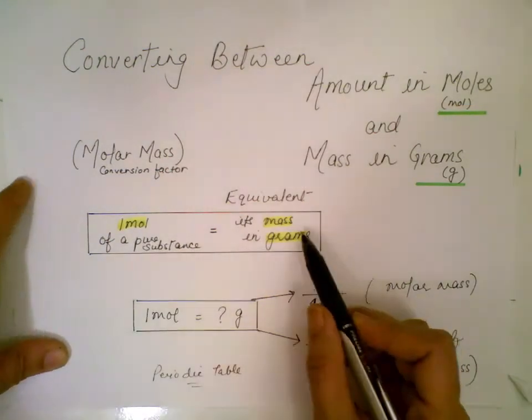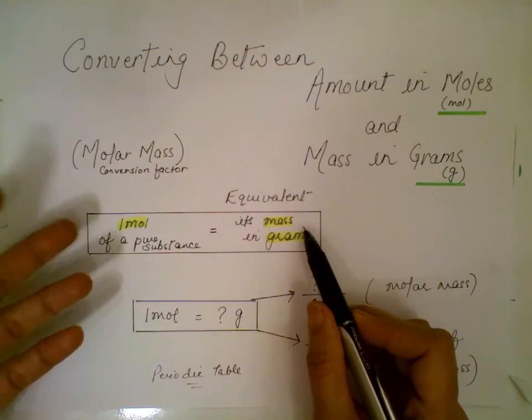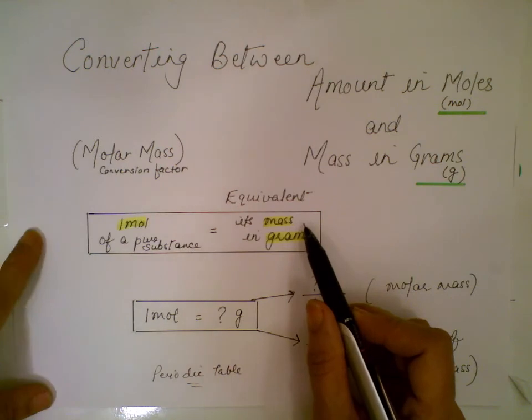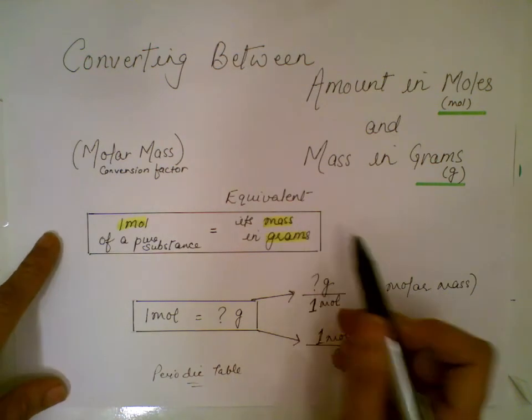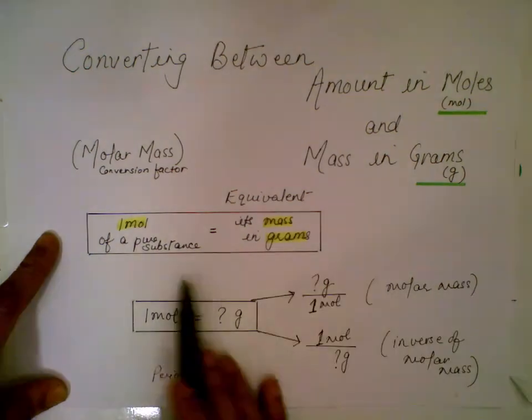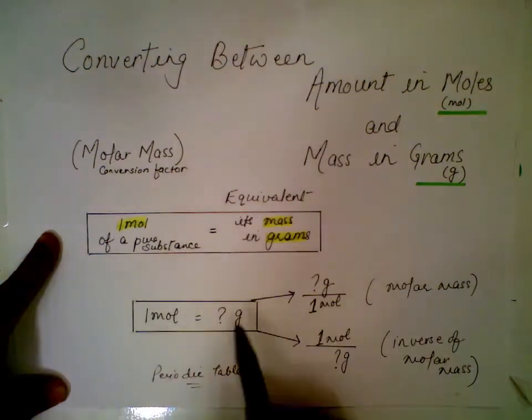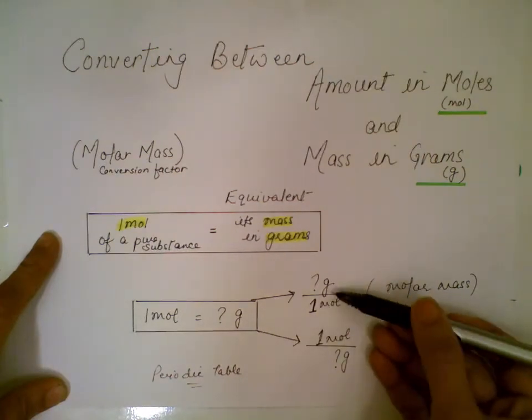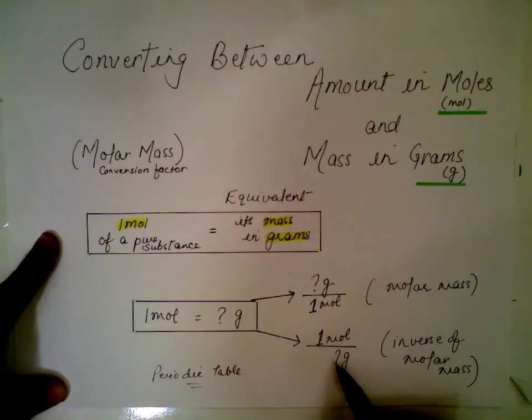Now, this mass could be atomic mass, it can be formula weight, or it could be molecular weight. But we have to make sure it is expressed in grams because it says here mass in grams. Now, this equivalent, I have a question mark here because it depends on the substance how much mass will be here. That is why I left it as a question mark.